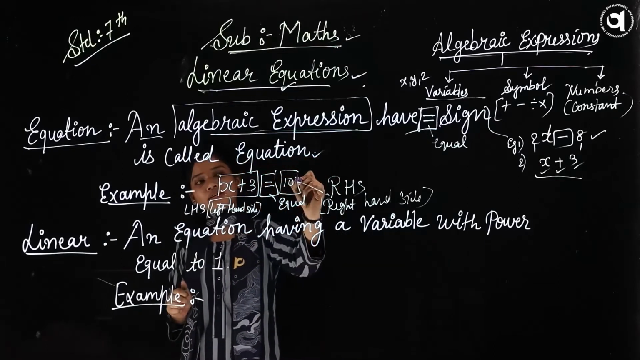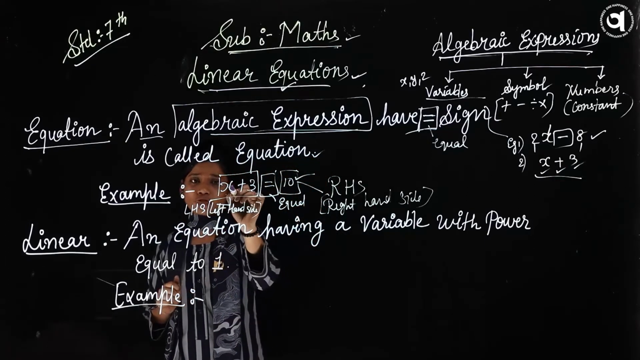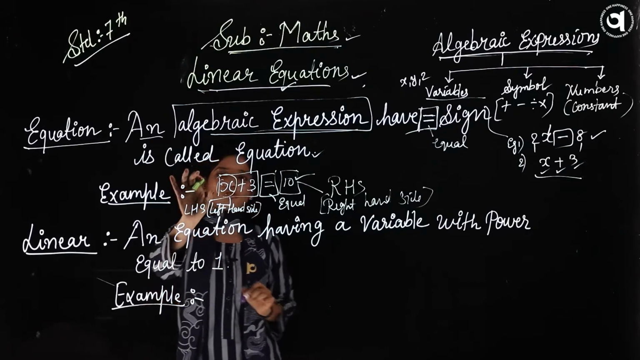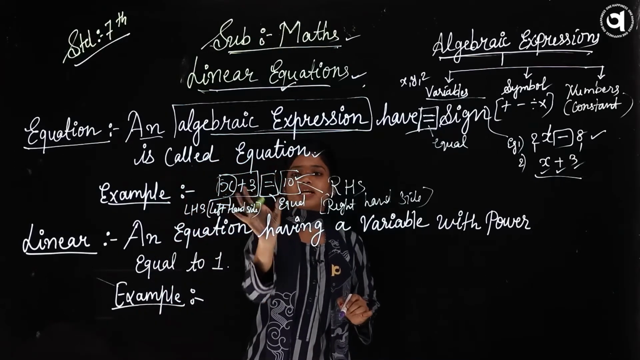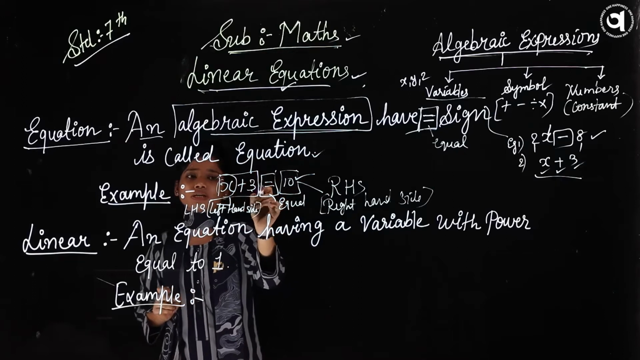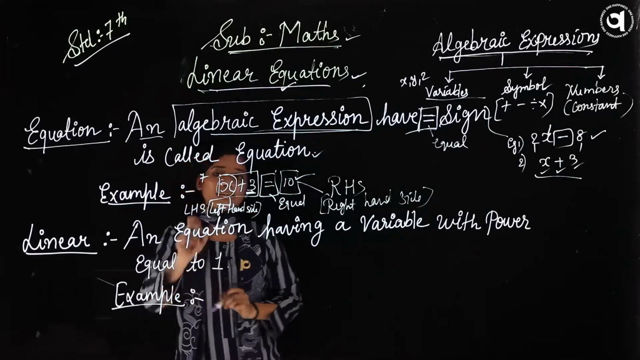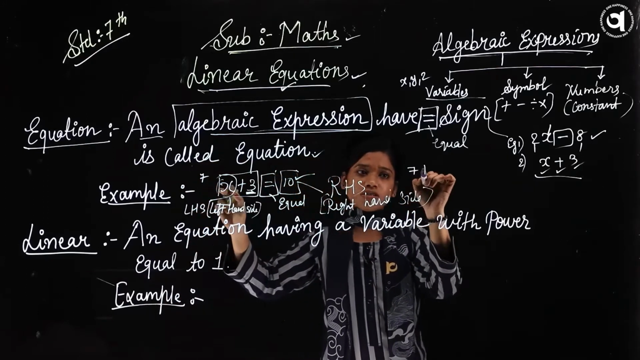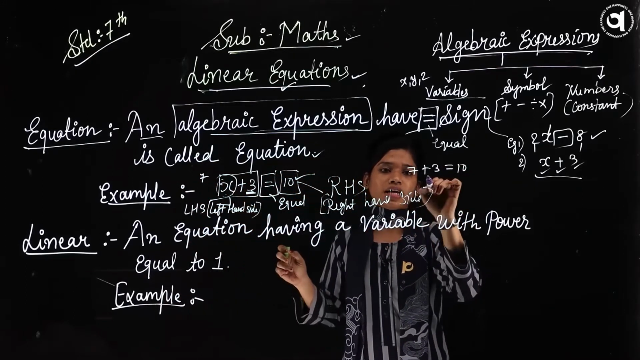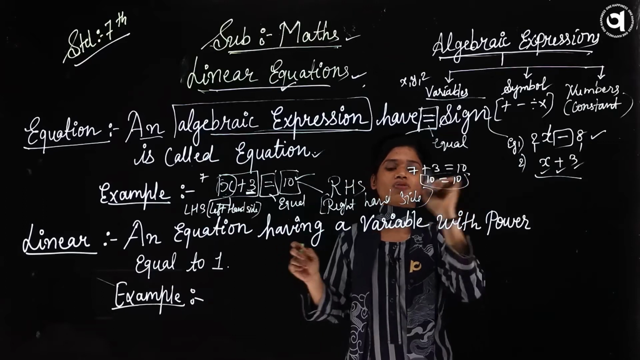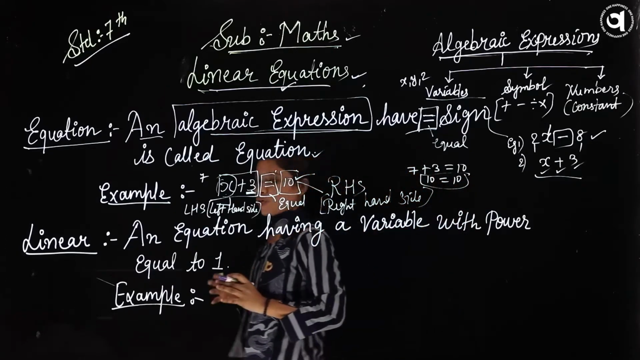For example, here is 10. So we have to take such a number here that it should also give 10. Then we can say they are equal. We can assume here that 3 is given. So we can take in place of x, that is 7. If I am taking 7 plus 3 is equal to 10, that means it gives an equal. So this is called an equation.